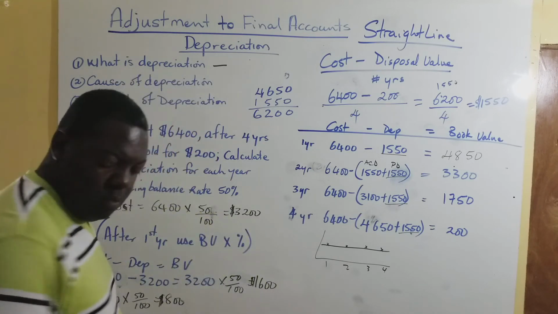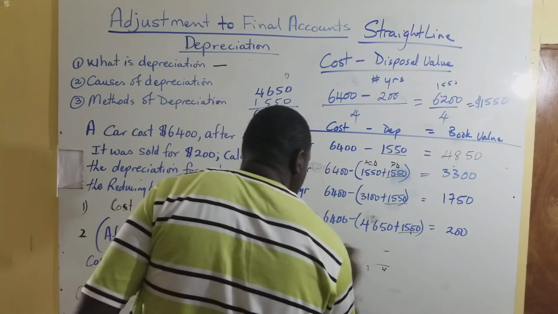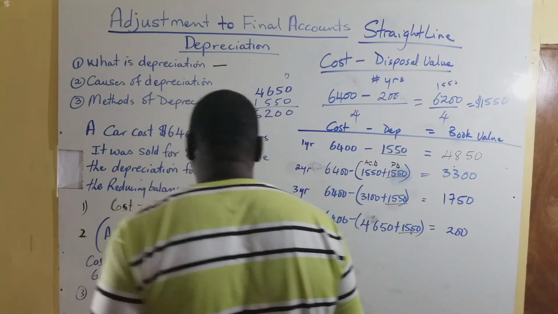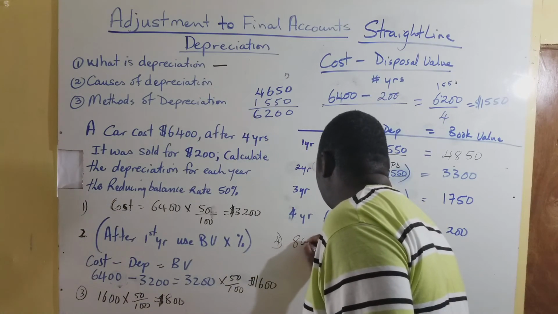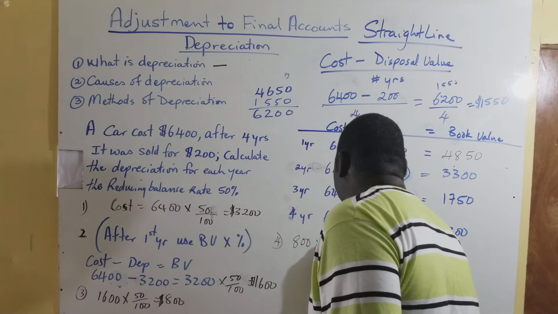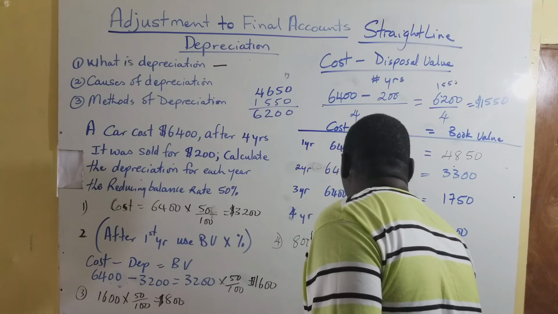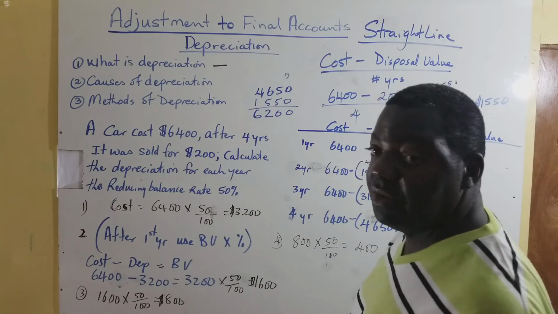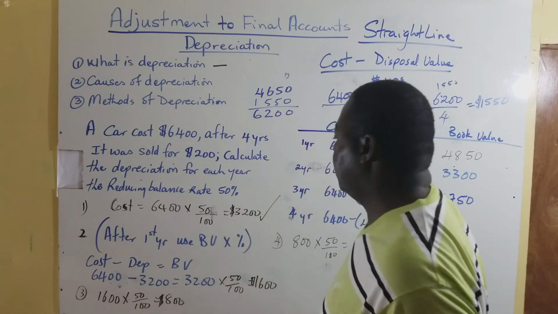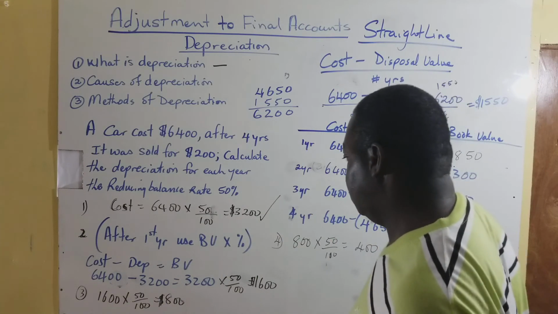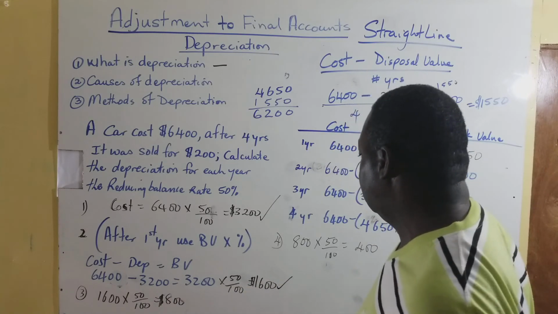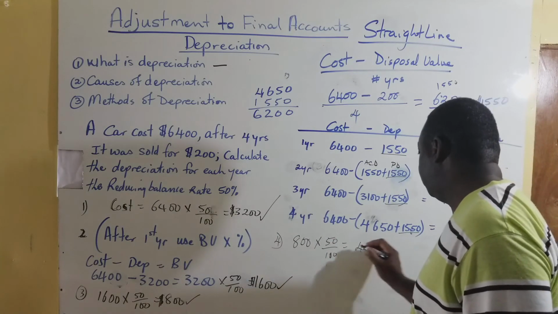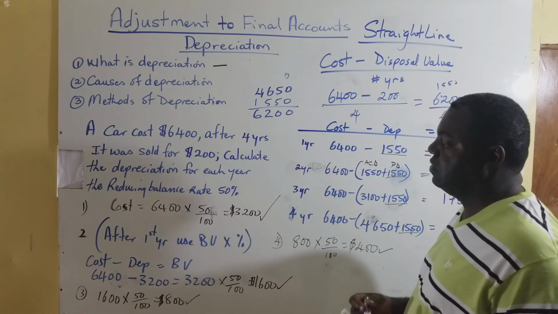And we could move on to year 4 over here. Therefore, it's going to be 800 times 50%, and that is going to be 400. So in the first year, using the reducing balance method, that's the first depreciation. Year 2, the depreciation is 1,600, year 3, depreciation is 800, and year 4, the depreciation is 400. Okay, we're using the reducing balance method.